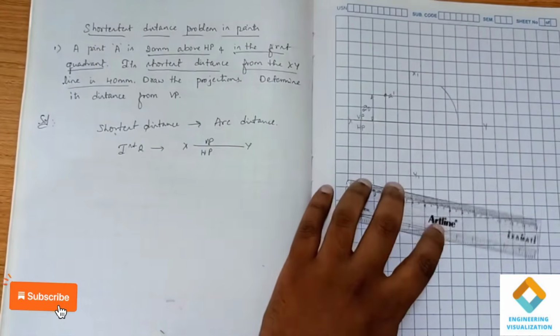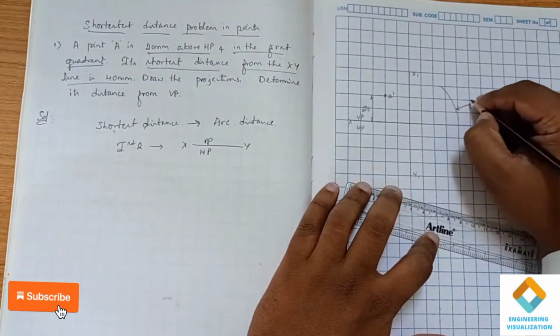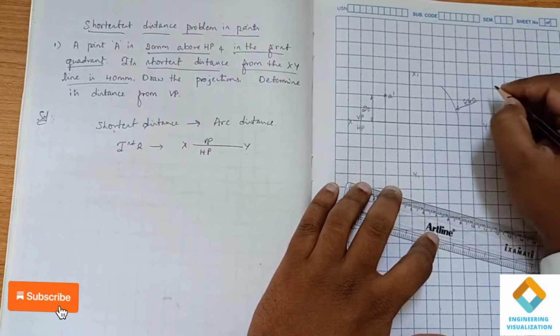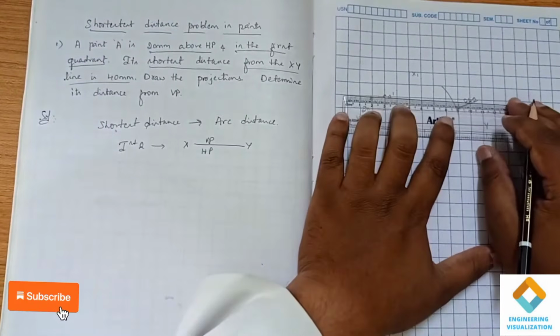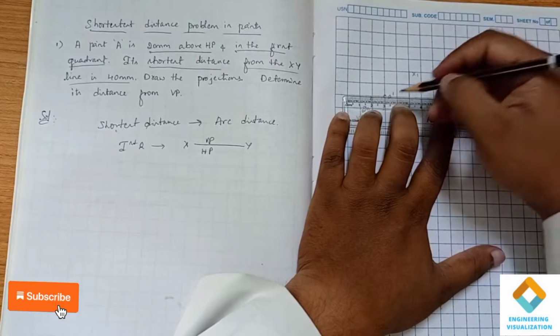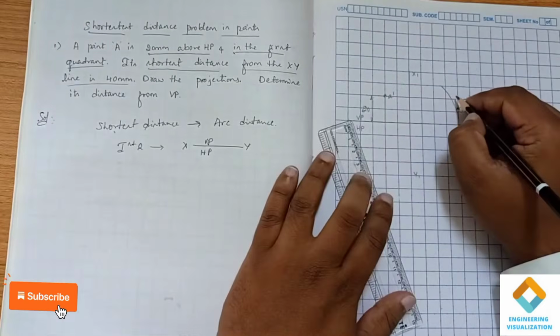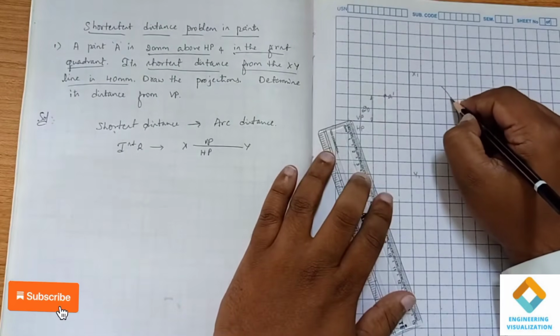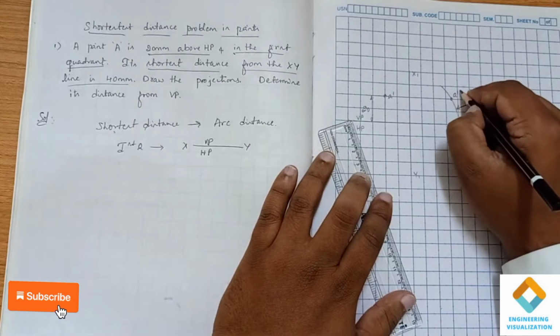Okay, after drawing the arc you mention the radius, R40. So mention it R40. After drawing the arc, from this front view we will be drawing a straight horizontal line, as it is intersecting the arc at this point. So this point is nothing but our side view, that is A double dash.